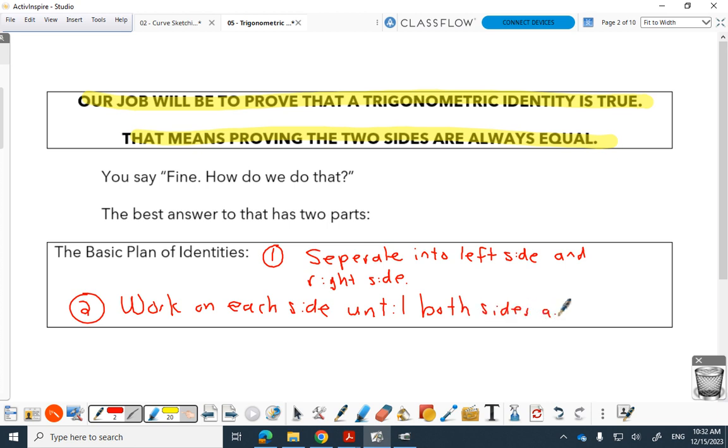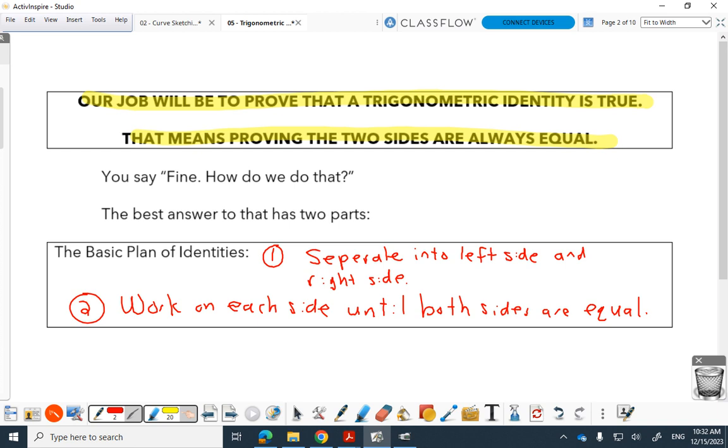If you're right with me, you're like, that's not very good advice. That's what I'm worried about. How am I going to prove they're equal? I'm like, yeah, I know. I'm not done teaching the lesson yet. But here's the basic plan. See? Separate into left side and right side, and then work on each side until both sides are equal.